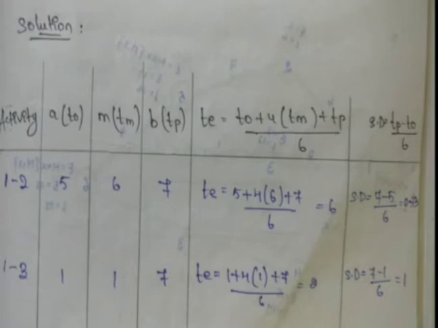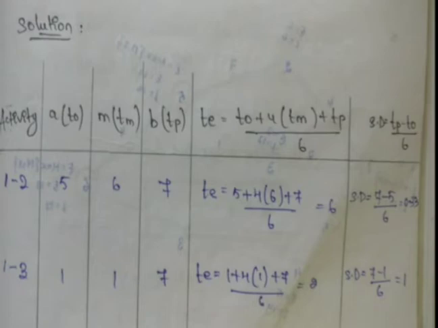1 to 2 activity. So expected time duration is (5 plus 4 times 6 plus 7) divided by 6, that is equal to 6. Similarly, standard deviation formula is Tp minus T0 divided by 6. So (7 minus 5) divided by 6, that is 0.33. Like this we have to find out each activity.